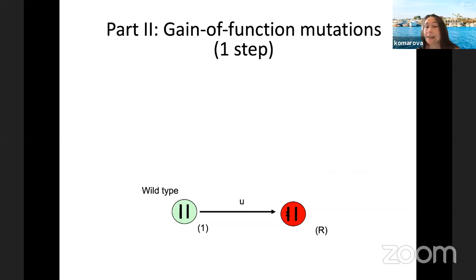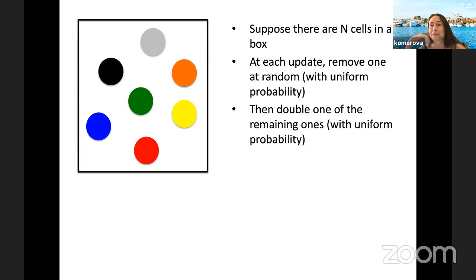Now we move on to gain of function mutations. This is actually simpler, because it involves only one step. But I have several examples to show. And I will start with a very kind of a puzzle type thing, almost like a thought exercise.